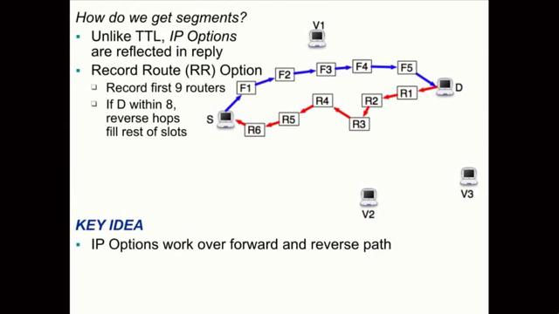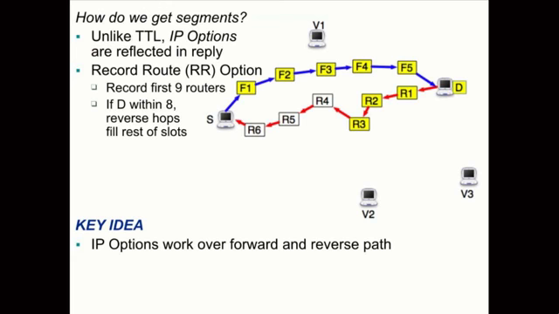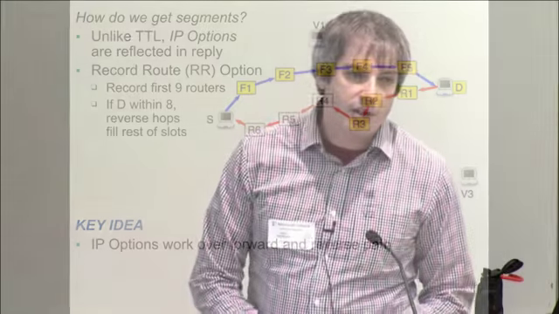So record route allocates space in the header of the packet for 9 IP addresses. If the destination is reached before all the slots fill up, the remaining slots can fill up on the reverse path. So to give you an example of that, if the paths look like this, then record route will give you these yellow hops, 5 along the forward path, the destination, and then the last 3 slots along the reverse path.